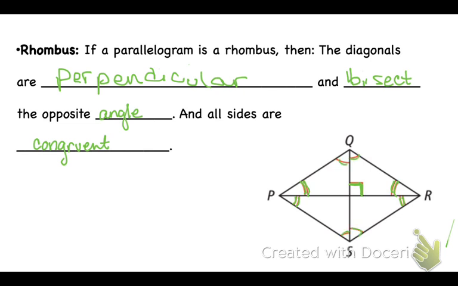It doesn't say all those angles are equal, does it? No. But that means that Q is congruent to what? Q is congruent to S. And that means that P is congruent to? P is congruent to R. Okay? And all the sides are congruent.